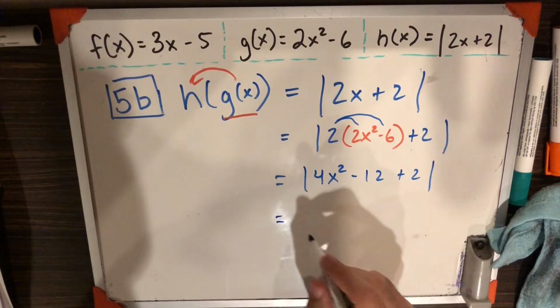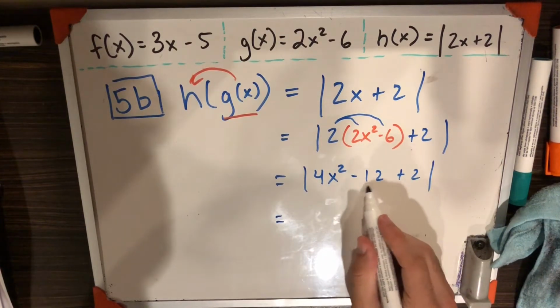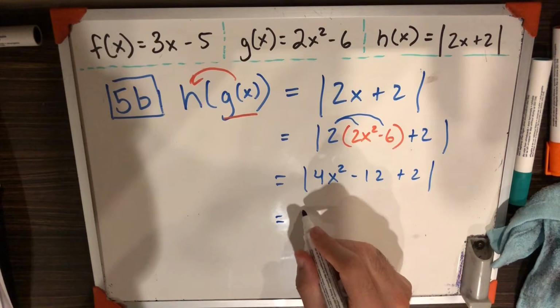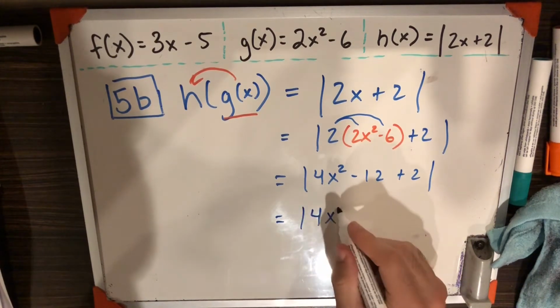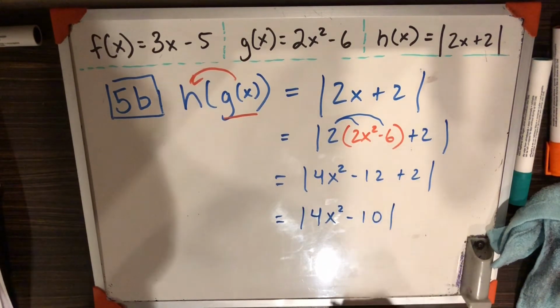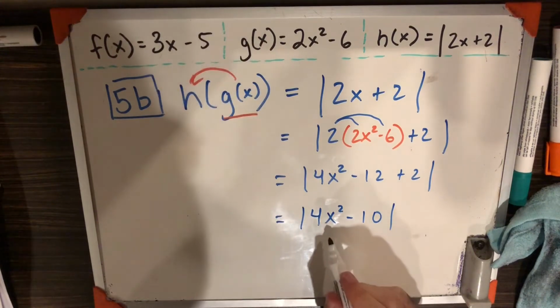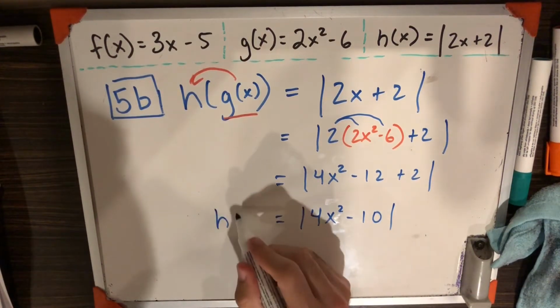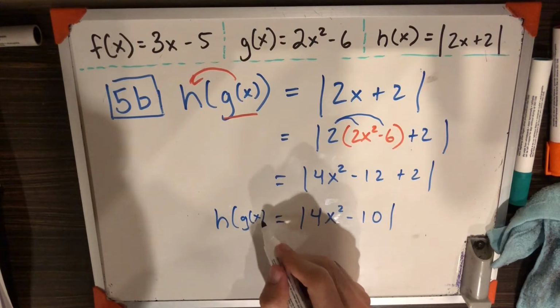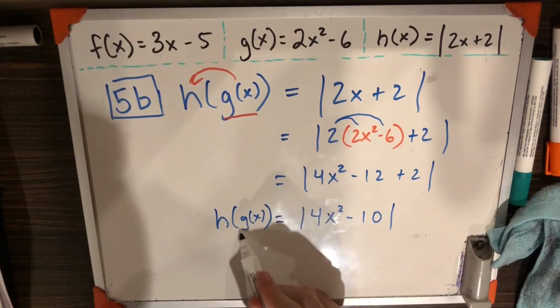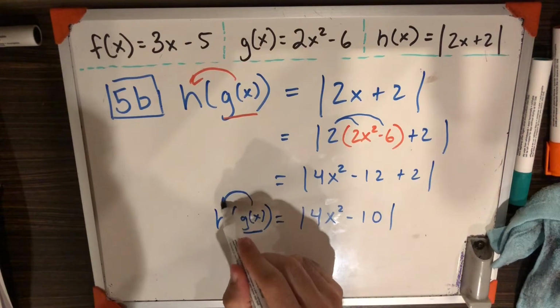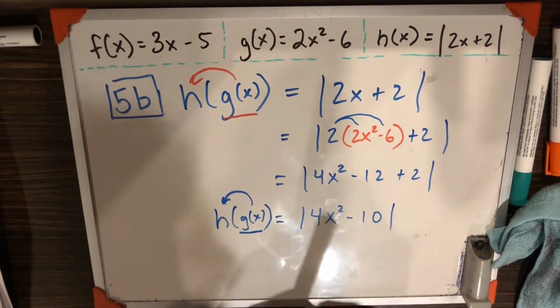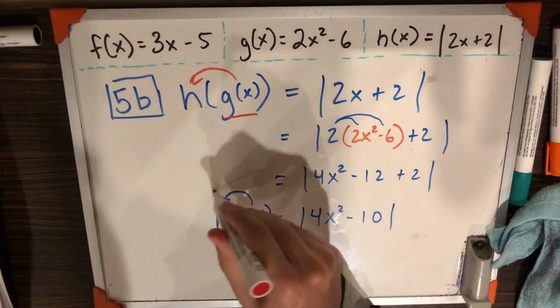Let's keep on simplifying. Negative 12 plus 2 ends up being negative 10. And that's it, I'm done. I've simplified this as much as I can. So this is your answer for h of g of x. I have put g of x in for h, so this is what your final answer should be.